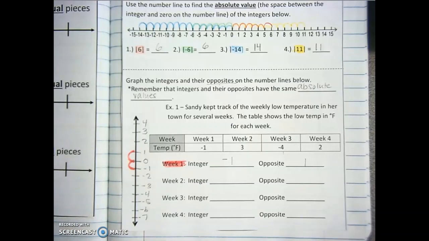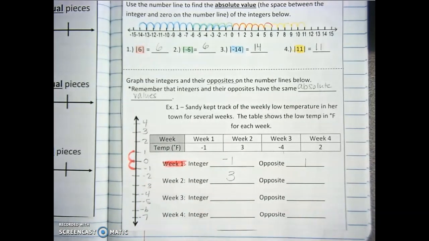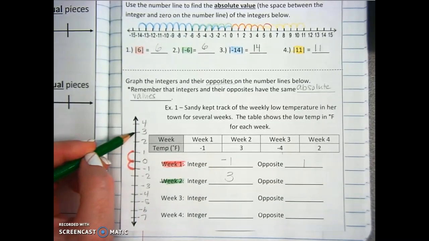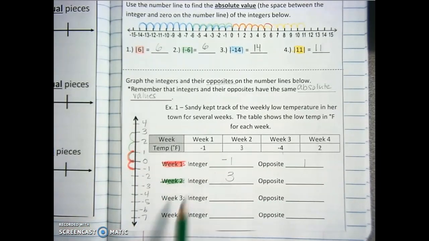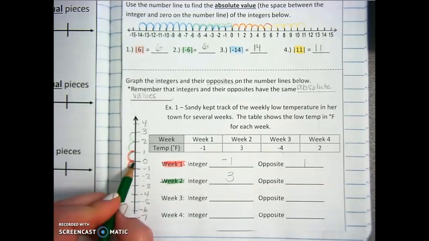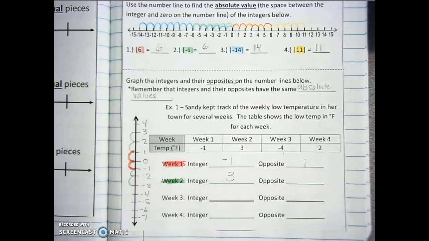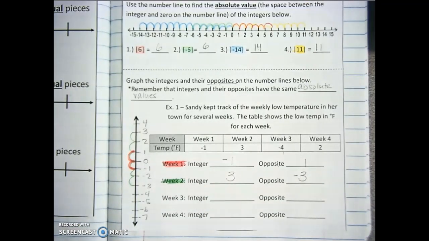All right, so the next one, +3 for number 2. So the integer is +3. I'm going to graph this one in green, and I'm going to go to 3. 1, 2, 3. 3 spaces to get to 0. So the opposite will have to be 3 spaces from 0. 1, 2, 3. That puts me at -3. So the opposite is -3. All right, week 3, we have -4 as our integer.